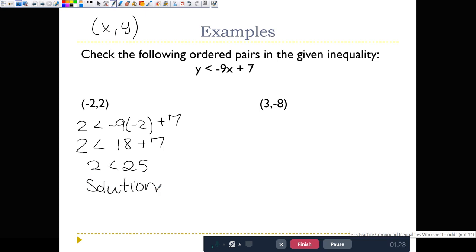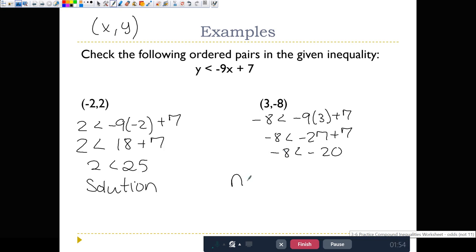Alright, so we're going to do the same thing here. Substitute in my ordered pair. So negative 8 is less than negative 9 times 3 plus 7. Negative 9 times 3 is negative 27. Plus 7 is negative 20. Is negative 8 less than negative 20? No. It's greater than. It's closer to 0, so it's bigger. So this is not a solution.